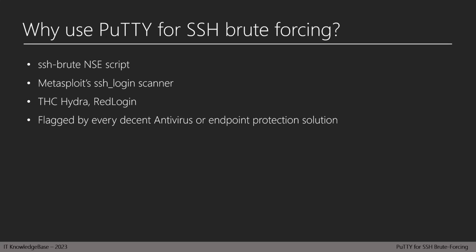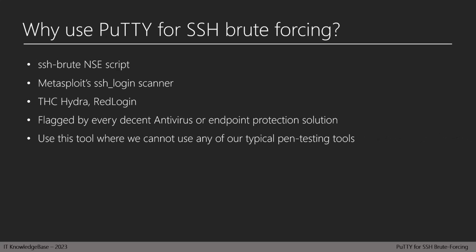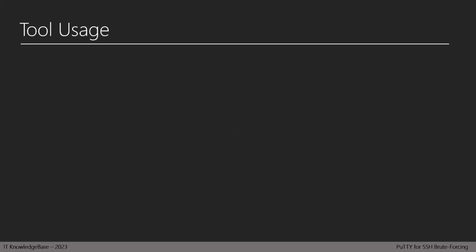Sometimes there are situations where we cannot use any of our physical pen testing tools or any of our favorite hacking Linux distributions for that matter. Here are the instructions on how to use it. First, download the PowerShell module script from my GitHub repository and save it in your desired folder location. From PowerShell, change the directory to that and import the SSH PuTTY brute PowerShell module.